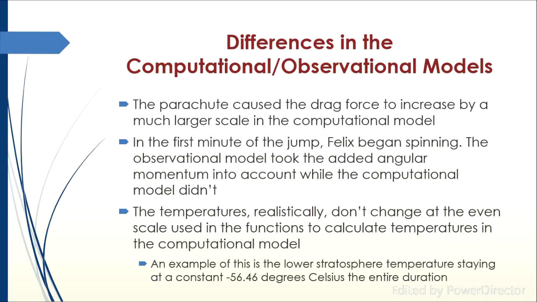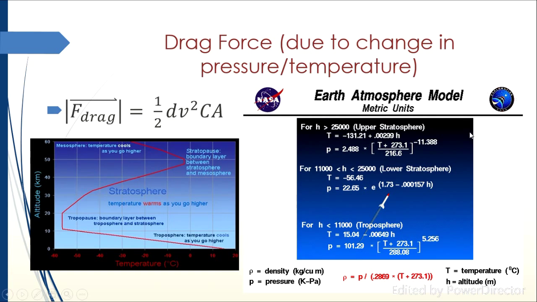And last, the temperatures realistically don't change at the even scale used in the functions to calculate the temperature of the atmosphere in the computational model. For example, in the lower stratosphere temperatures don't usually stay at a constant negative 56.46 degrees Celsius, which can be seen here in the Earth atmosphere model.